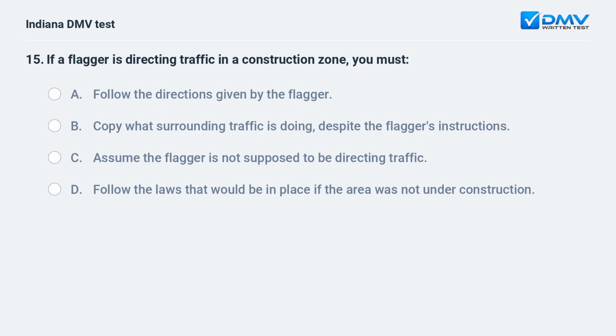If a flagger is directing traffic in a construction zone, you must A. Follow the directions given by the flagger. B. Copy what surrounding traffic is doing, despite the flagger's instructions. C. Assume the flagger is not supposed to be directing traffic. D. Follow the laws that would be in place if the area was not under construction.